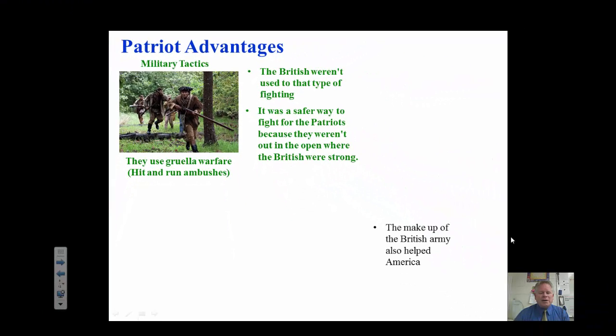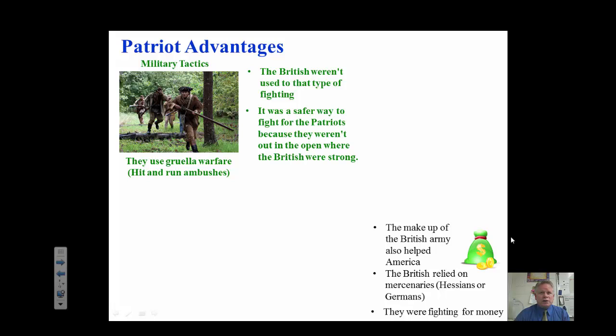So the makeup of the British Army also helped America. The British relied on mercenaries, or Hessians, Germans, to help them fight. And they paid them. And the Americans were fighting for a cause, and they were fighting for their families, and they were fighting for their homes. So even though they paid the mercenaries to fight, they were not going to fight as hard as the Americans were.